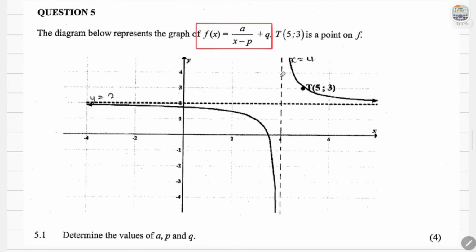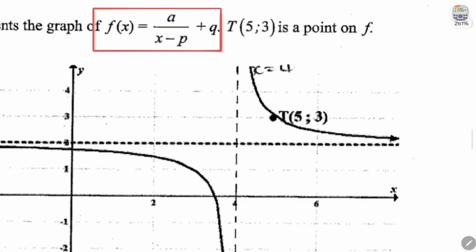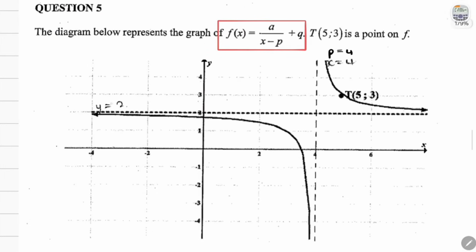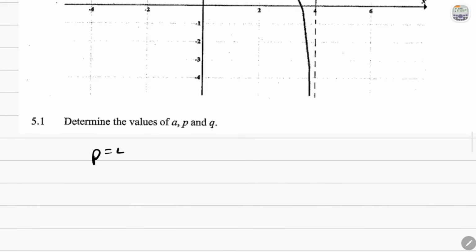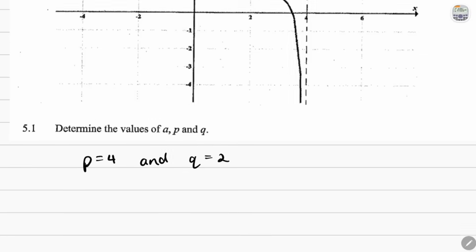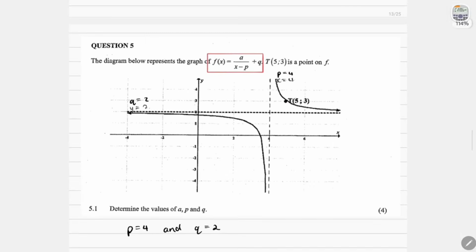We can see the vertical asymptote is x equals 4. That is your value of P, and this is already in its standard form. So P is simply equal to 4. And then your horizontal asymptote is y equals 2, so that is the value of Q. Q is equal to 2. So just tell them P is equal to 4 and Q is equal to 2. And then just find the value of A. They gave you a point.